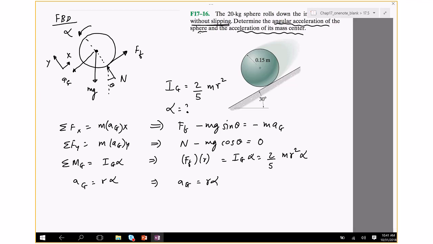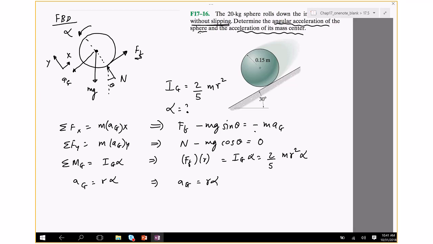Okay, so first equation, all the forces in the positive x direction have a positive sign. So friction force is in the positive x direction. mg sine theta is in the negative x direction. And I need to put a negative sign here because the acceleration I've shown is downwards. It's not in the positive x direction. N minus mg cos theta is self-explanatory. It's the force equation in the y direction.